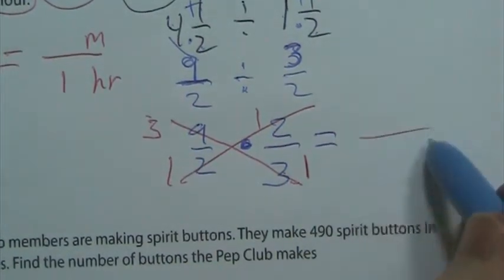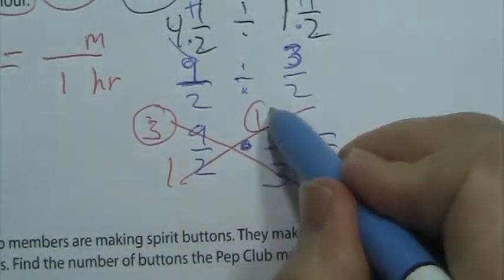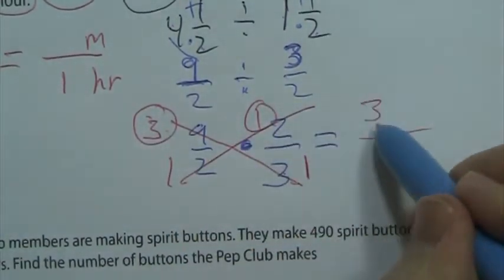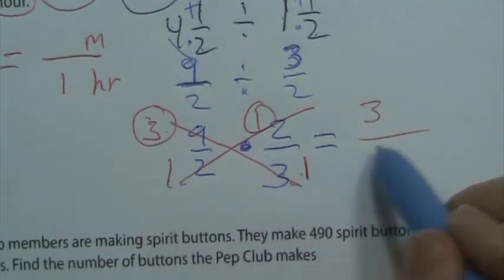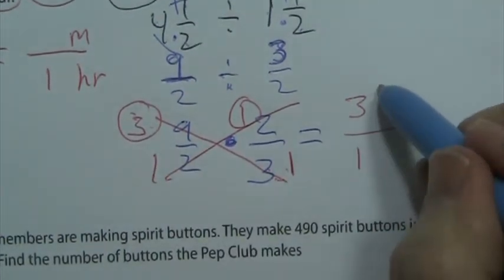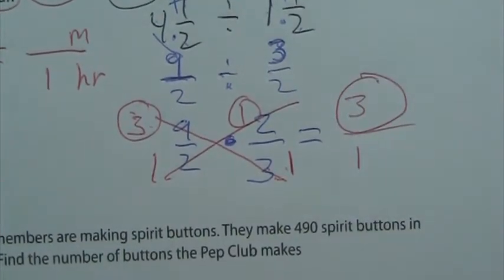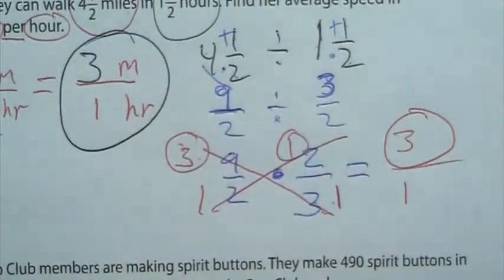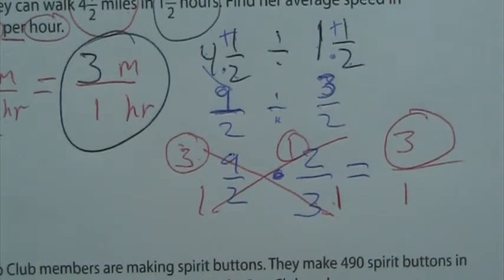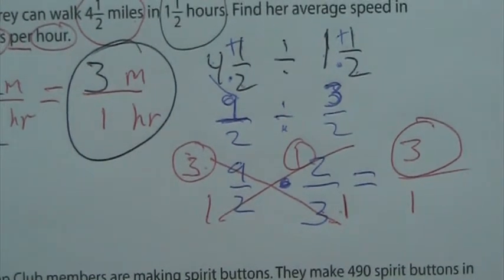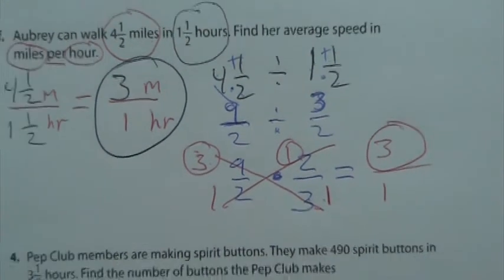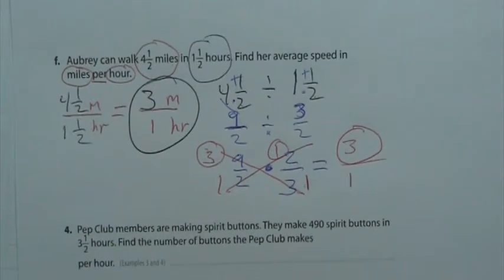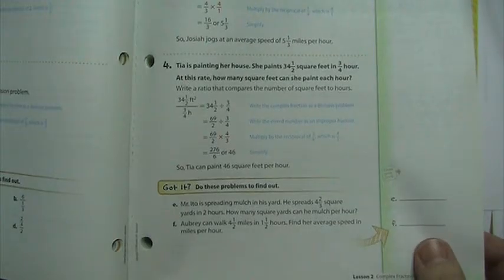So what do we have? On top, we have a 3 times a 1. And 1 times 1. So the answer is 3. 3 is the answer. Here it is. 3 miles per 1 hour. Okay, so that was letter F. Let's go ahead and turn the page, please.